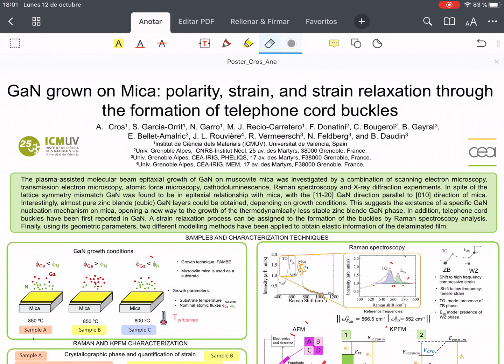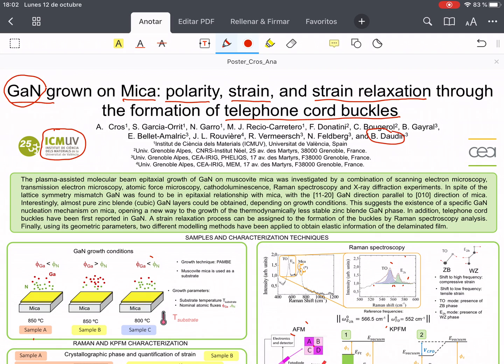In this work, we have studied the characteristics of gallium nitride grown on mica substrates. Gallium nitride is a wide bandgap semiconductor suitable for ultraviolet devices. We have studied the polarity, the strain, and also the strain relaxation through the formation of telephone cord buckles. And this is a work done between the Institute of Material Science of the University of Valencia and the group of Bruno Dodin from the CEA in Grenoble, France.